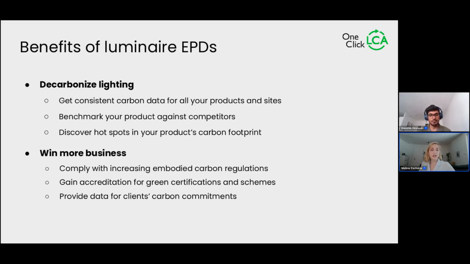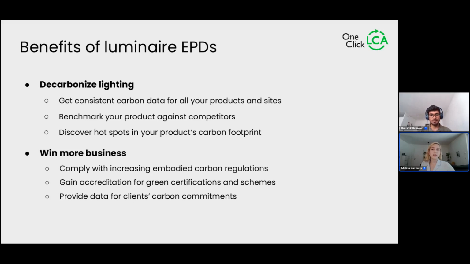But now that we've talked about the challenges, let's jump into the benefits of creating EPDs for your luminaire products. There are many, many benefits, however, I'm going to focus on the two biggest ones. Number one, you get to decarbonize lighting and your lighting products. By getting consistent carbon data for all your products and all your manufacturing sites, you're able to create really reliable EPD documents that help you benchmark your product against competitors. That also helps you discover hotspots in your product's carbon footprint. You're able to see which processes create more emissions and optimize them.